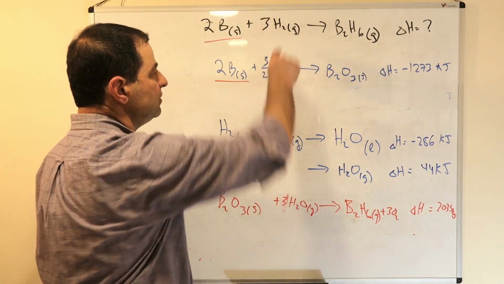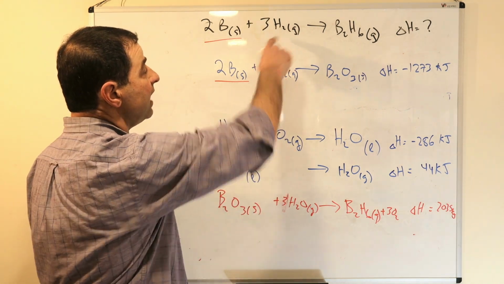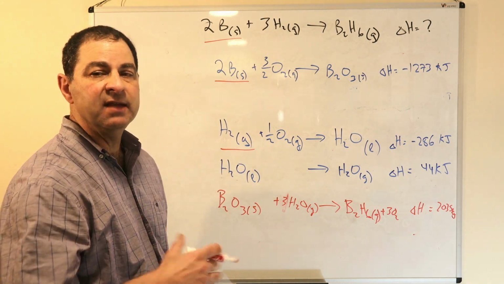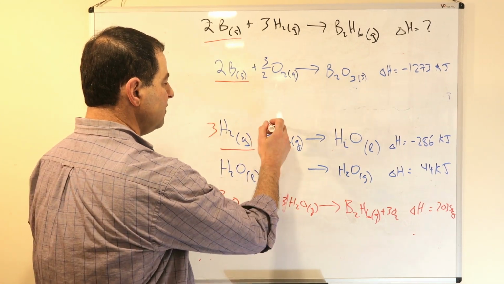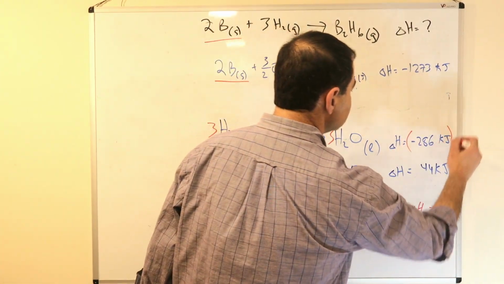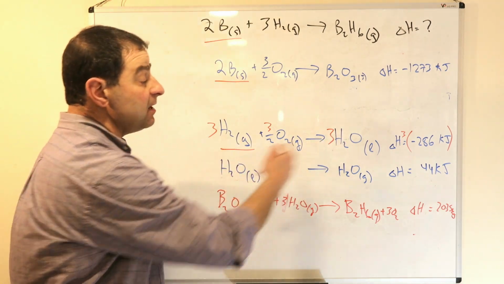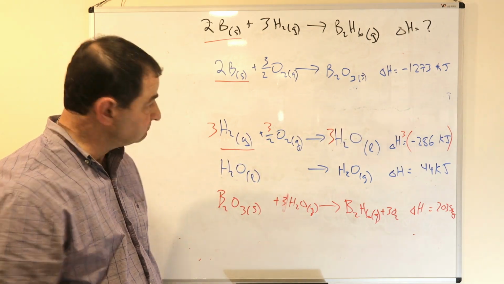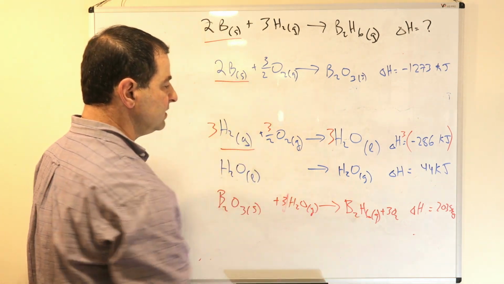I now see I need some H2 as a reactant. Oh, here's some H2 as a reactant, but I see this one I need 3 times as many as is given in this. So I'm going to go ahead and multiply the entire thing by 3. I'm going to change this to a 3. I'm going to change this to a 3 halves. I'm going to change this to a 3. And I need to multiply my delta H by 3. So I triple the reaction. Every one reaction gives me negative 286 kilojoules. So 3 of them will give me 3 times as many. Great. So I have my H2, I have my B2, I have my B, and I have my B2H6.